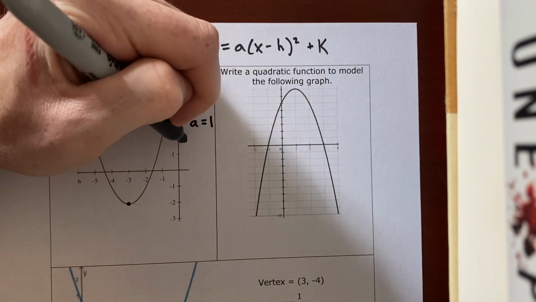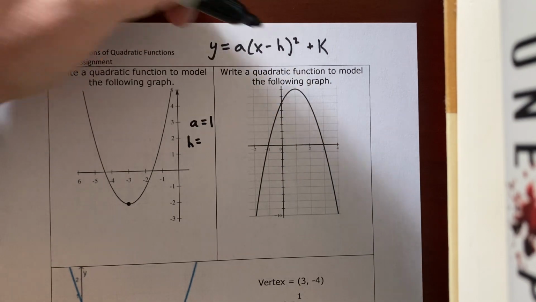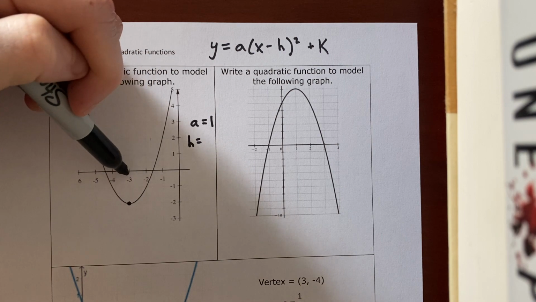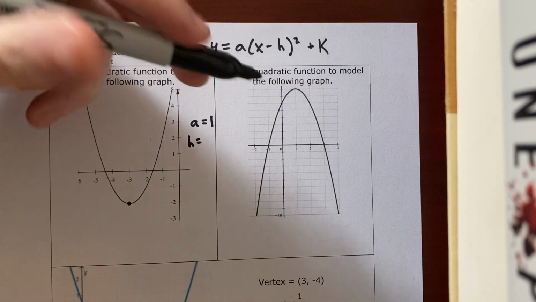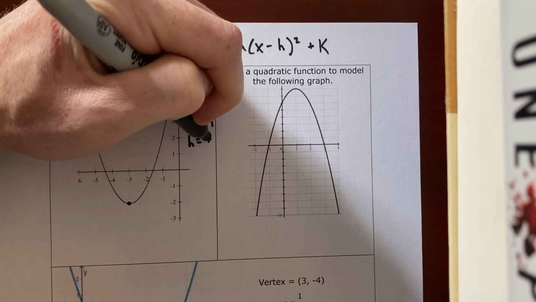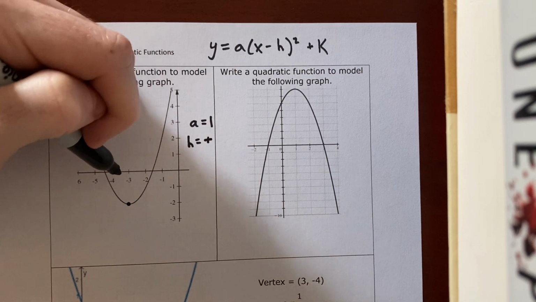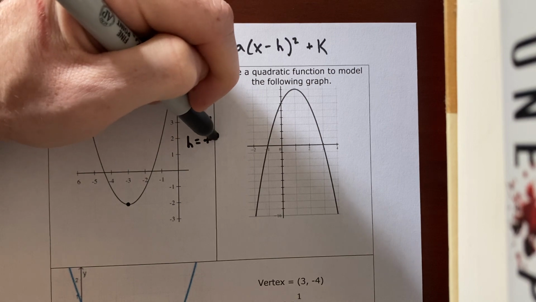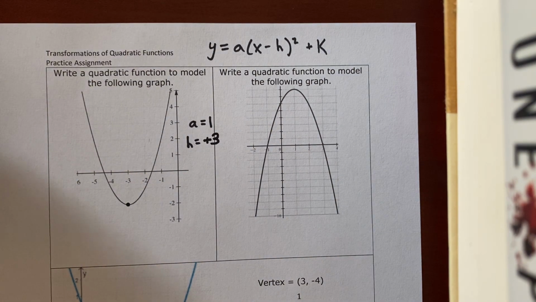All right, now let's look at h. Remember, h is left and right. Remember, I always usually start at my origin. It looks like my vertex got moved 3 units to the left. Since it moved 3 units left, it's positive. Remember, it's always the opposite. You see a -3, but in our formula, it's going to turn into a +3. So h is a +3.